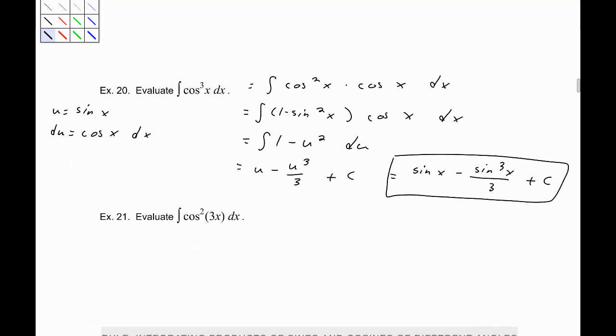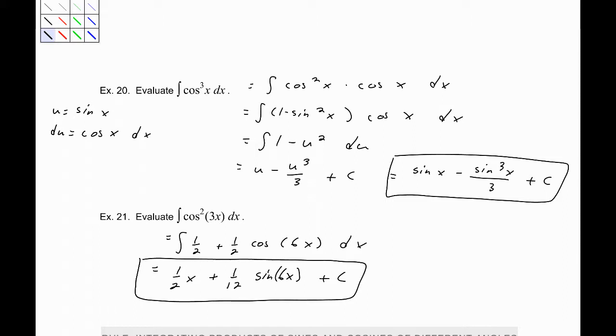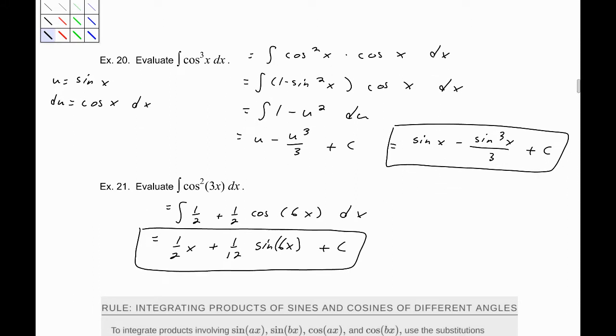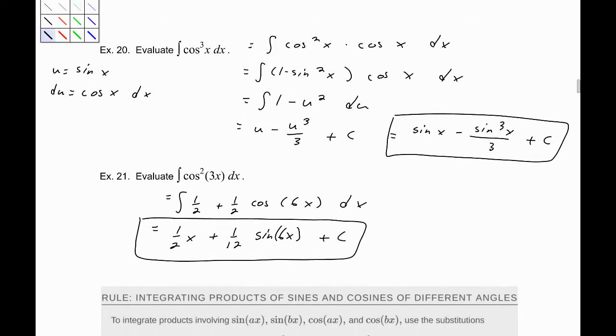Okay, notice we only have a cosine squared in this next one. So we will first use our double angle. This becomes 1/2 plus 1/2 cosine 6x dx, which is 1/2 x plus 1/12 sine 6x plus c. Okay, fair enough. All we have to do is apply that double angle identity to this, and we can take the antiderivative fairly easily.